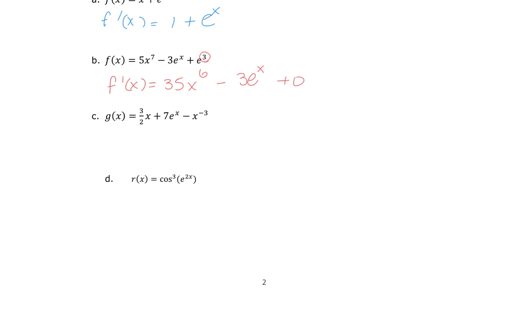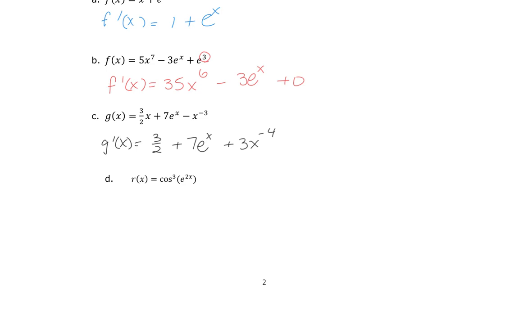If we take a look at our next function, g prime of x is going to be 3 over 2 multiplied by 1, because that's the derivative of x, plus 7e raised to the x, because the derivative of e to the x is e to the x all day long, and then it'll be plus 3x raised to the negative 4, because that is the power rule.